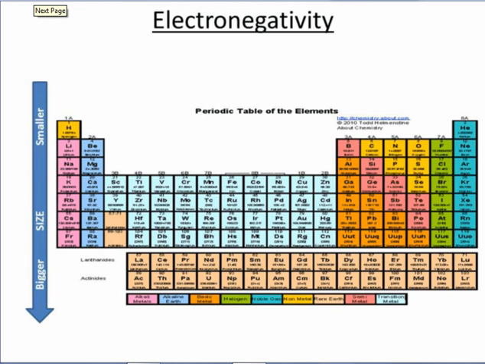Okay, so remember, look at my vertical side. Bigger size down here, smaller size up here. That means our electronegativity is going to go the opposite way. A smaller atom is going to have a higher electronegativity. A bigger atom is going to have a lower electronegativity. It's going to have less of a pull on those neighboring electrons.